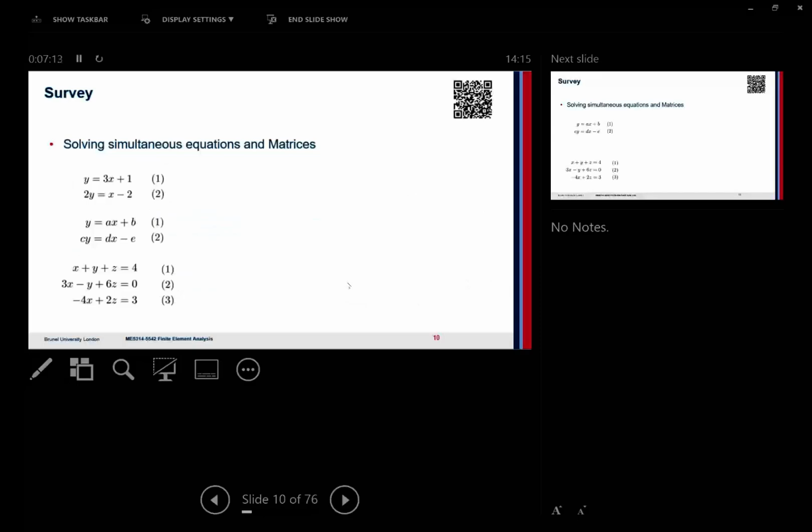So what I'm going to do is I'm going to show you, first of all, for the top equation, how we do that. And then, based on that, I'll give you a chance to try with the equations below.